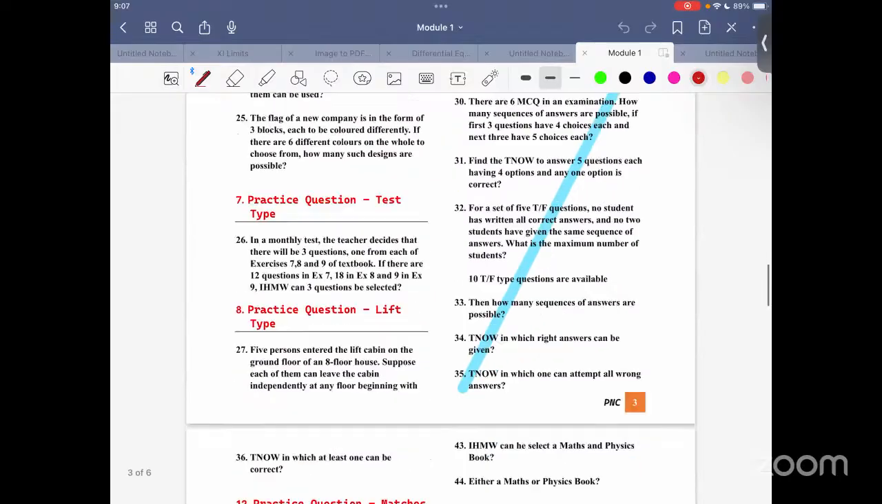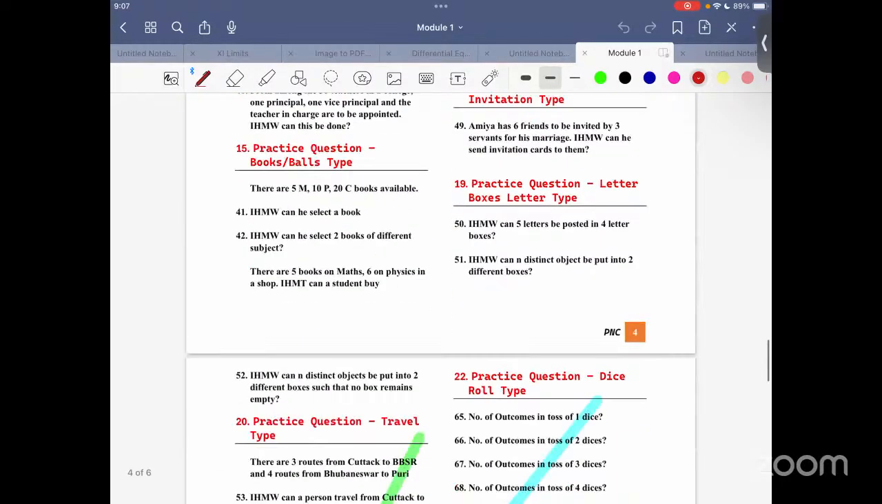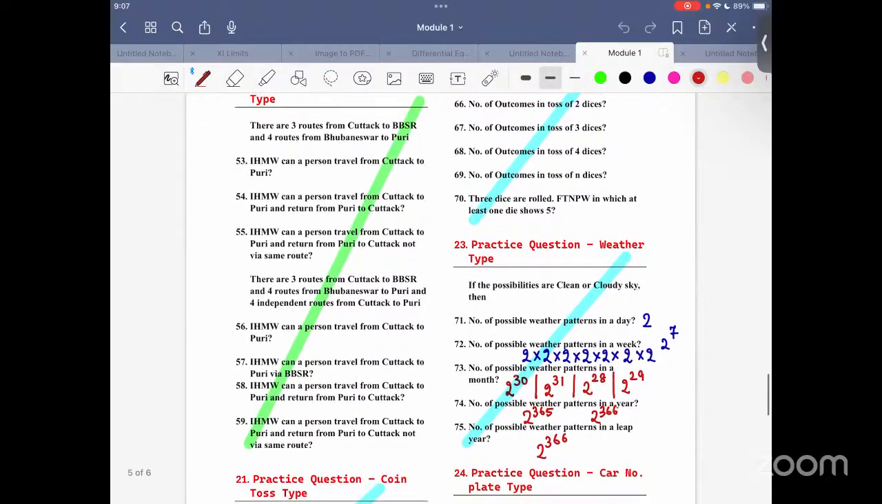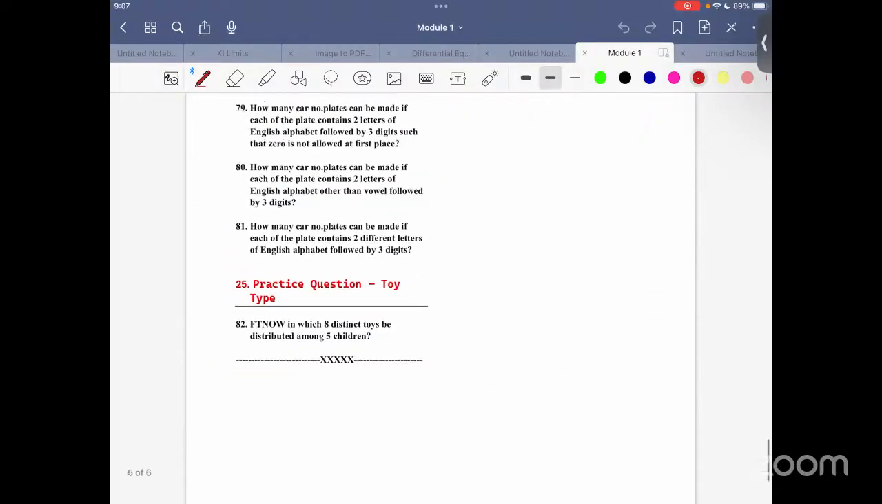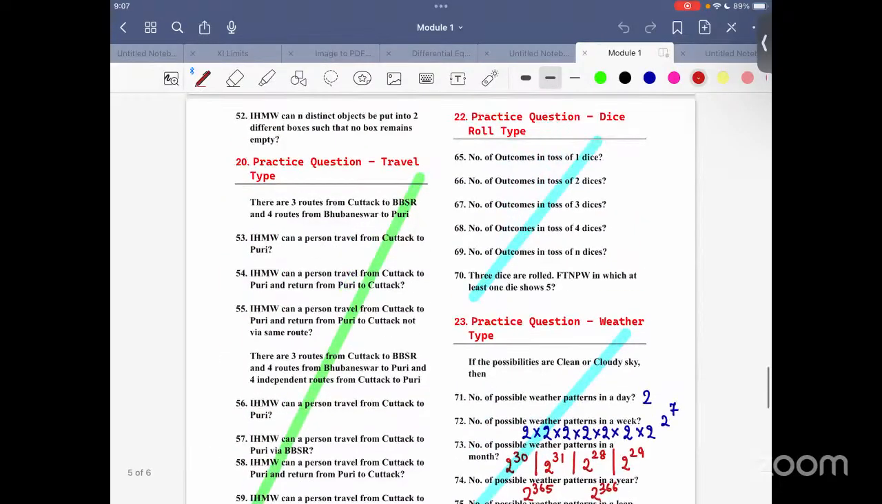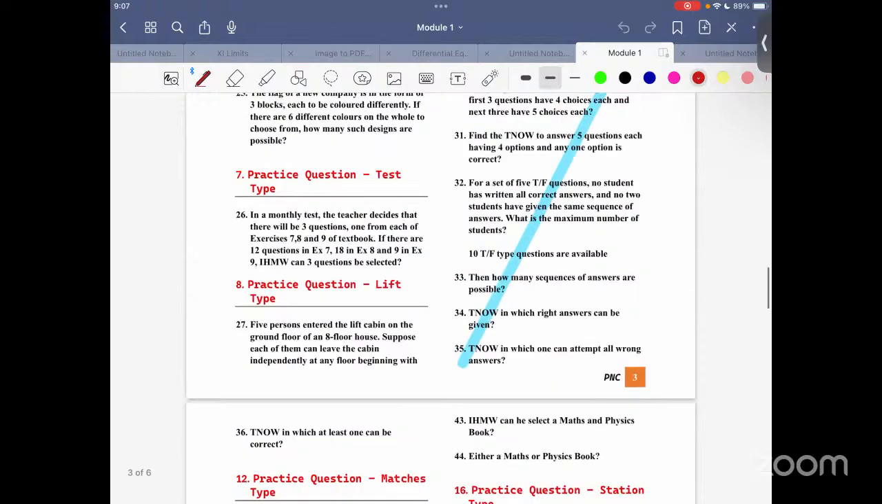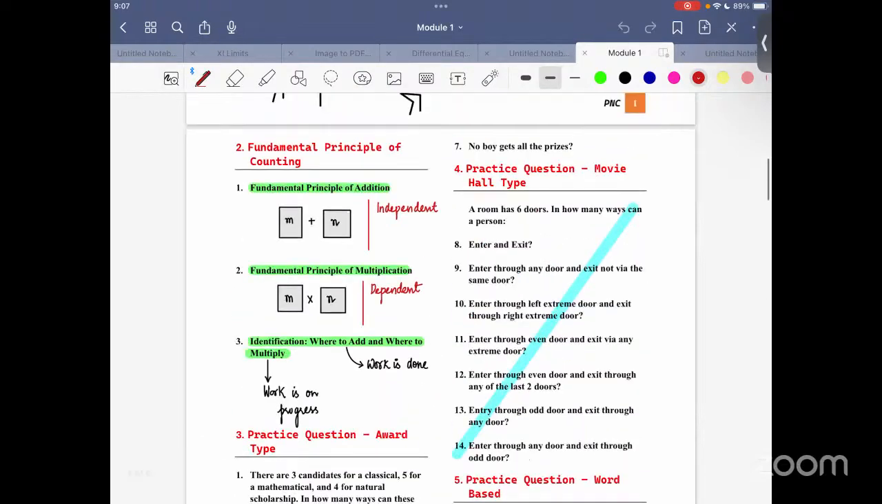We have done MCQ based problems, station type problems, switch type problems, dice roll type problems, weather type problems, travel type problems, and coin toss type problems. Now today we will be entering into another domain, that is word based problems. So let us begin with the word based problems.